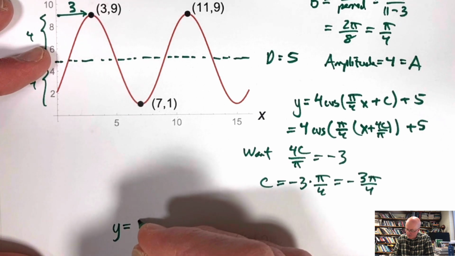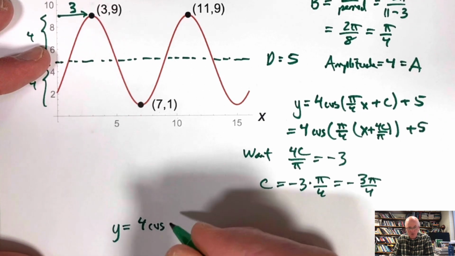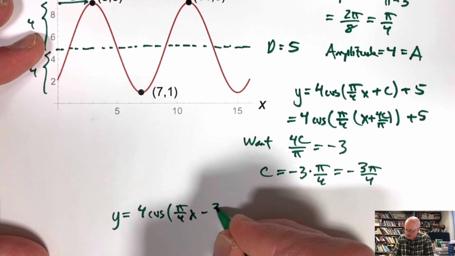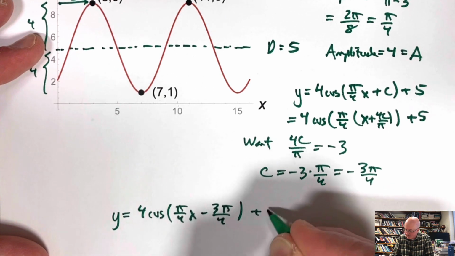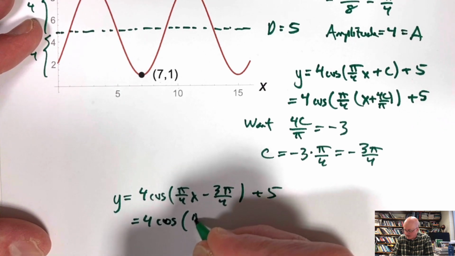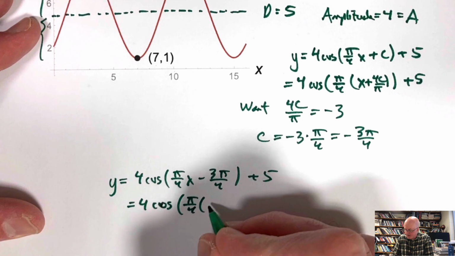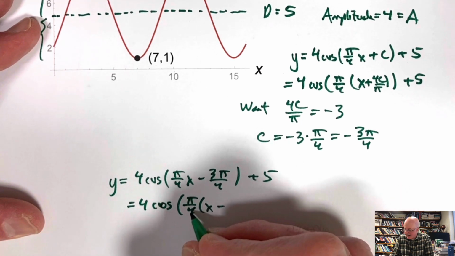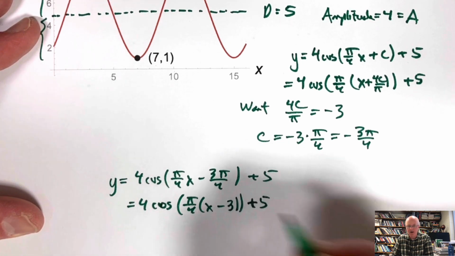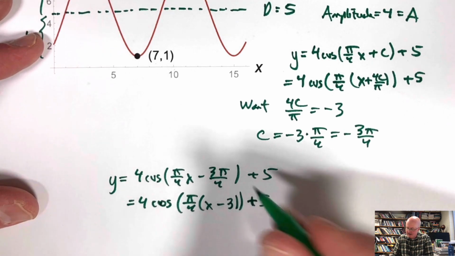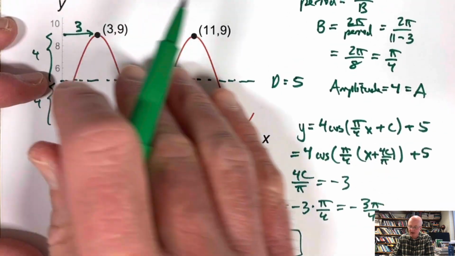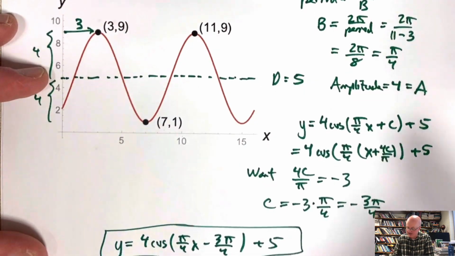So one answer here involving the cosine function is 4 cosine of pi over 4x plus c, which means minus 3 pi over 4, plus 5. If you want to double check, did we get that horizontal translation to the right by 3 units correct? I'd want to factor out a pi over 4. What do I have to multiply pi over 4 by to get negative 3 pi over 4? I have to multiply it by negative 3. So yeah, that does correspond to a rightward translation by 3 units. So this is the answer, or one answer. There are actually infinitely many answers. I could also imagine translating to the right by 11, for example.